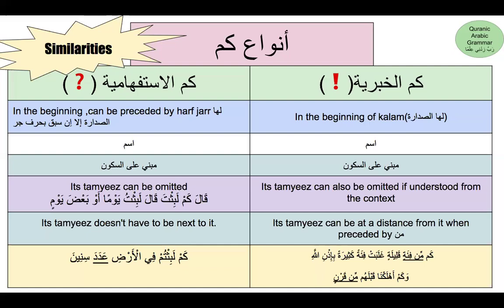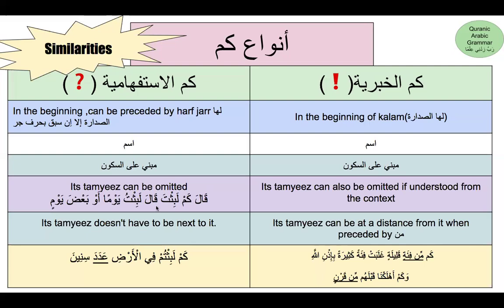Both kam al-khabariya and kam al-istifhamiya are mabni ala sukoon. Both require tamyiz. In case of kam al-khabariya and kam al-istifhamiya, tamyiz can be omitted in both these cases if it is understood from the context. Here, in case of kam al-istifhamiya, this is an example from Quran.